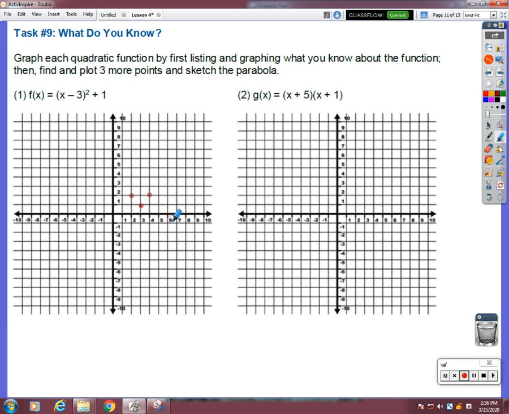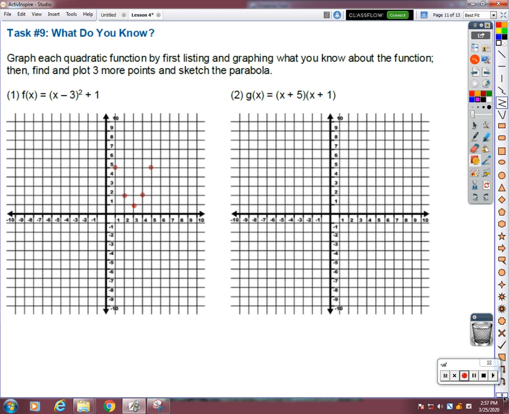Okay, and then it would like us to do one more. So let's stay in the neighborhood. Let's go ahead and do 5. So 5 minus 3 is 2, 2 squared is 4, 4 plus 1 is 5, so that's this point right here, and then by symmetry, there's that point on the other side as well.